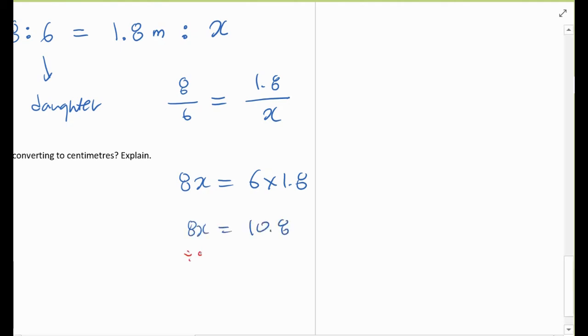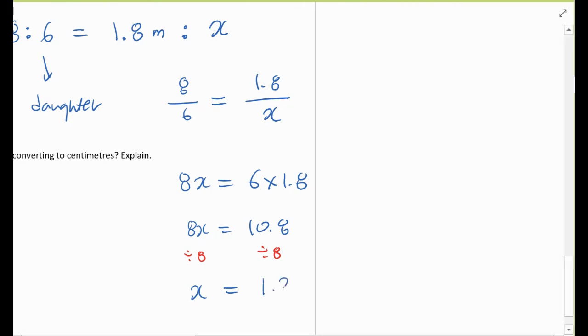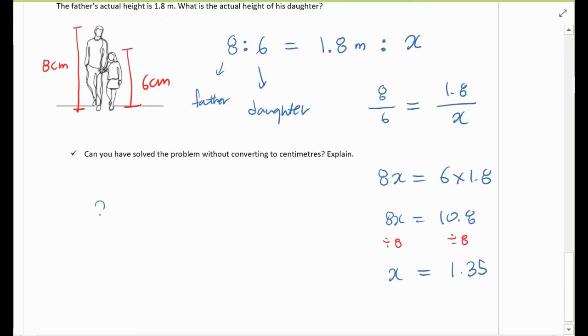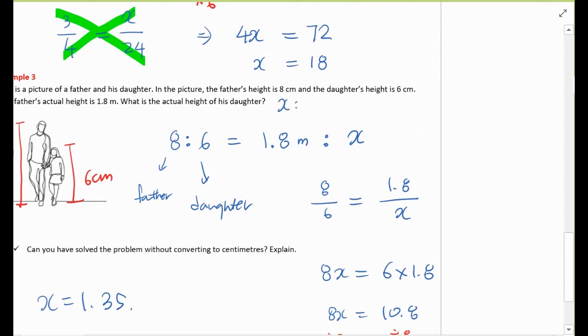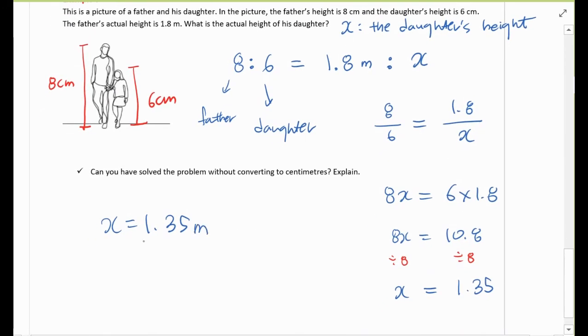Now we're going to divide both sides by 8. x equals 10.8 divided by 8. That is 1.35. Therefore, the daughter's height is 1.35. Oh, I forgot to define x. So you have to define your x all the time you use x. x is the daughter's height. So x is 1.35 meters.